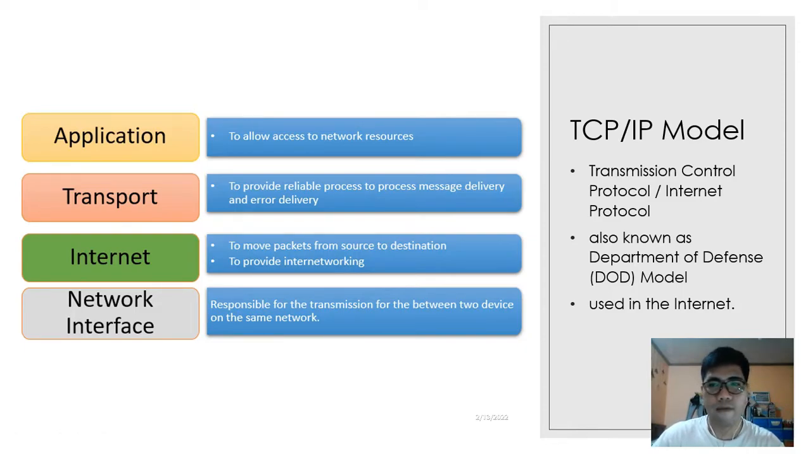The layers that we have for the TCP/IP model are the application layer, which allows access to network resources, and then the transport layer that provides reliable process-to-process message delivery and error recovery. Then we have the internet layer, which moves packets from source to destination and provides internetworking. Last is the network interface layer, which is responsible for the transmission between two devices on the same network. So this is the TCP/IP model.